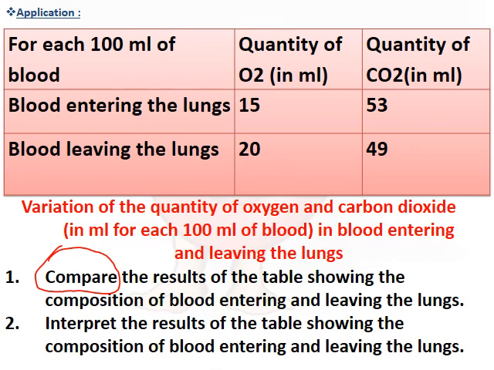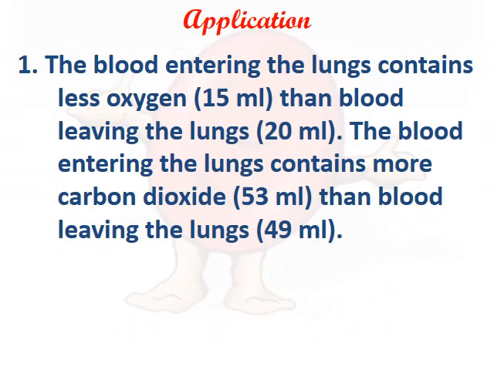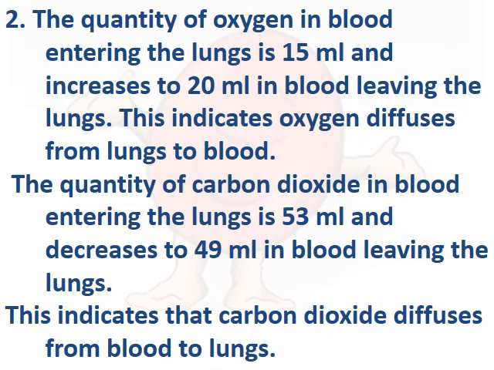Moving to interpretation. Here, I have to do both analyze plus interpret. This is the first part. Let's compare. The blood entering the lungs contains less oxygen, 15 milliliter, than the blood leaving, while the blood entering the lungs contains more carbon dioxide than the blood leaving the lungs. Interpretation: the quantity of oxygen in the blood entering the lungs was 15 milliliter and increases. You see here I said increases to 20 in the blood leaving. What does this indicate? This indicates that the oxygen diffuses from the lungs to the blood.